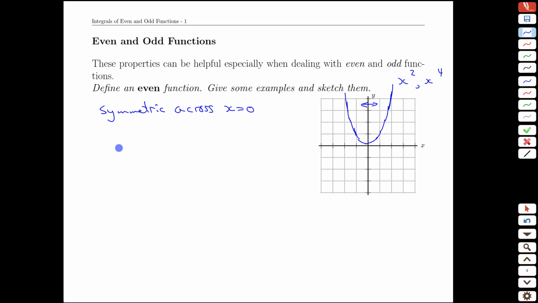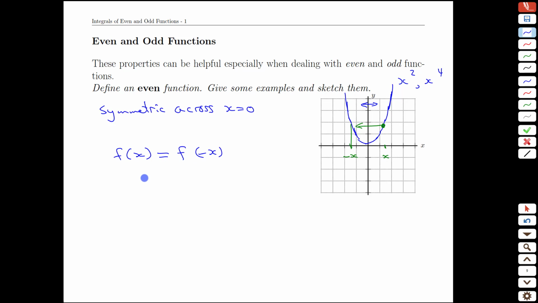There's a mathematical formulation for that as well, which is if I take any point on the graph and evaluate the height, I'm going to get exactly the same height if I went to the negative version of that point. So whatever value I put in for x, if I put in negative x instead, I would get the same value. So there's a graphical way to identify even functions, and there is a mathematical or formula-based way to identify even functions.